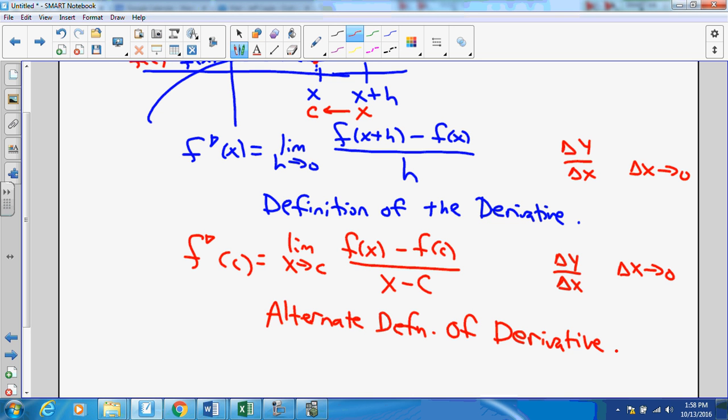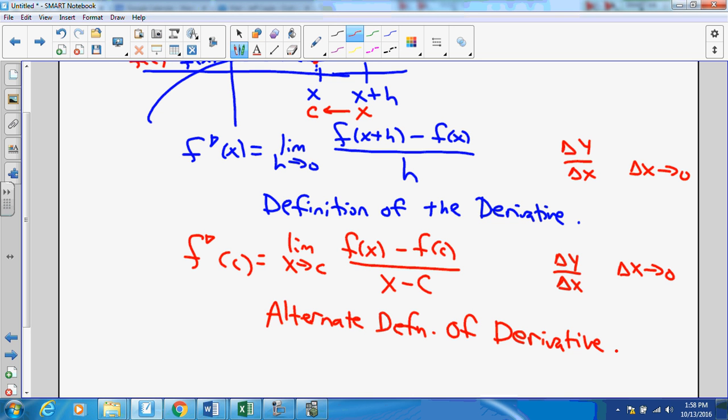Yes? What is the biggest difference between definition and alternate? Great. What is the biggest difference between them? Just the outward form, that's all. First thing, they are conceptually exactly the same. That's right.